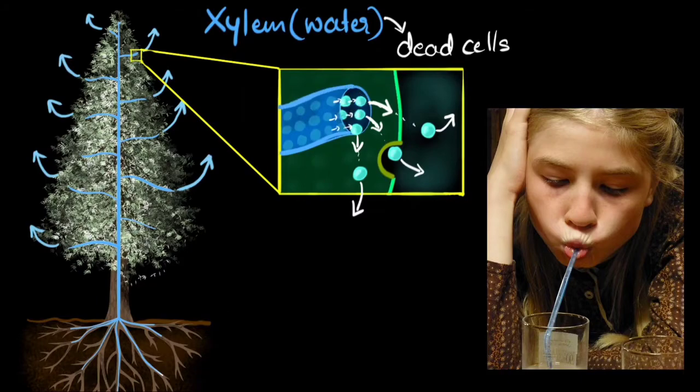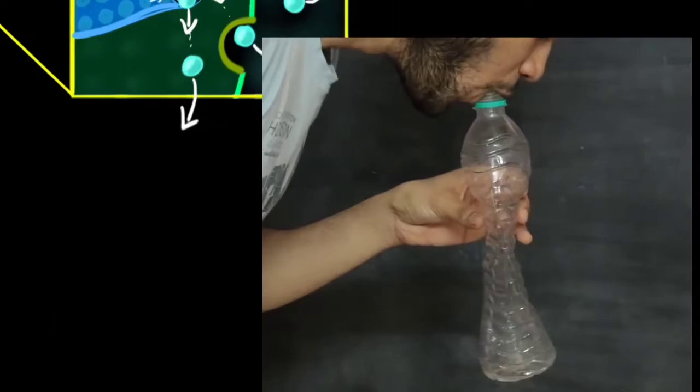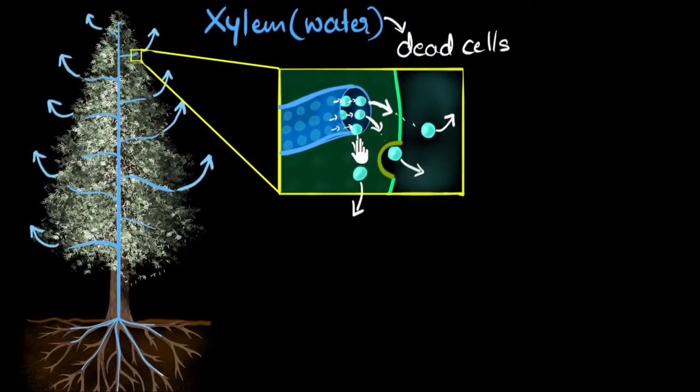Now, what do you mean by that? For example, just look at this water bottle. When I start sucking on it, look at how easily the walls collapse. There's a similar suction over here, but way stronger. And so the walls need to be strong enough to not collapse.